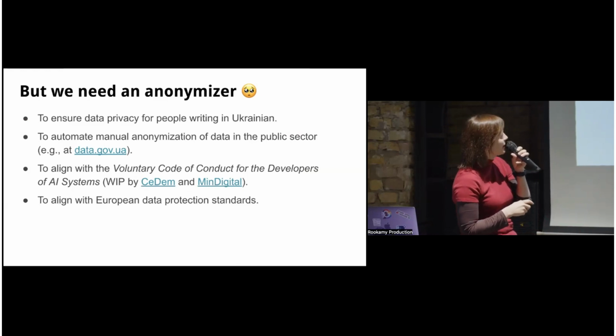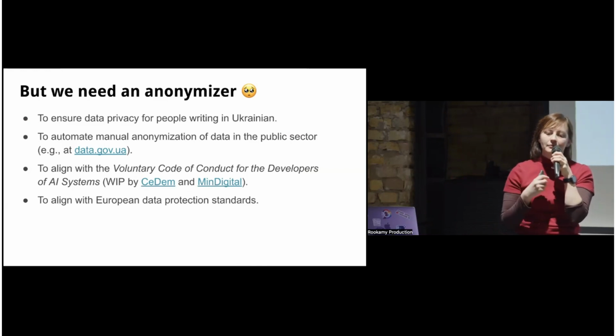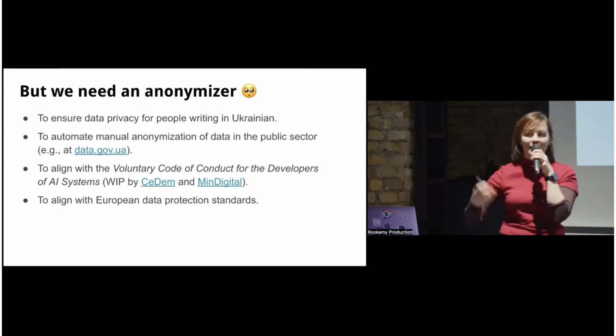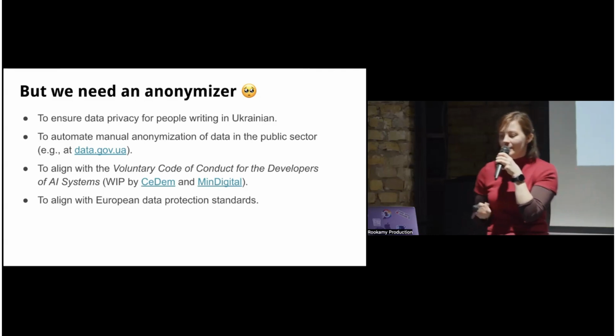I mentioned data.gov.ua, the portal of open data, and multiple data owners are publishing data there, and there are recommendations of what they have to anonymize, right? And they do this mostly manually. We would like to automate this.